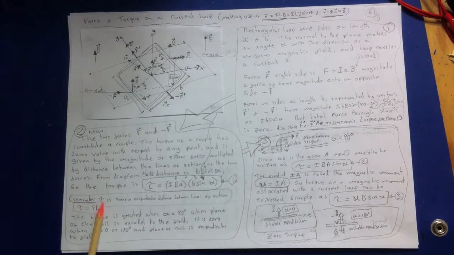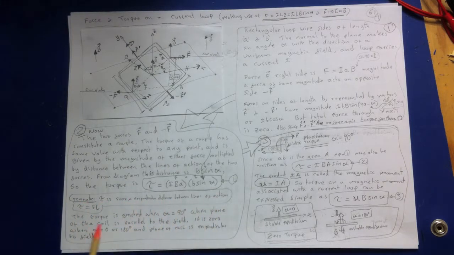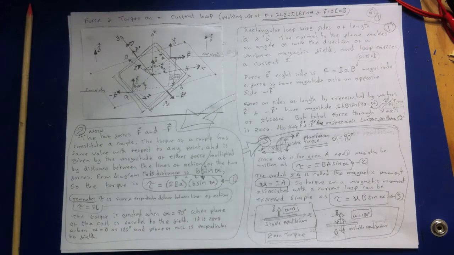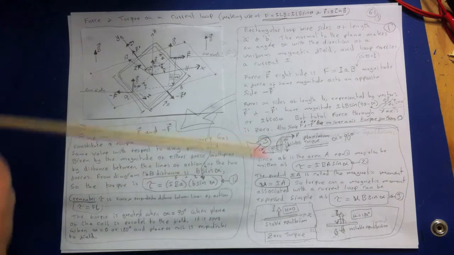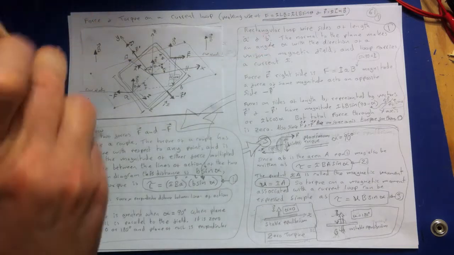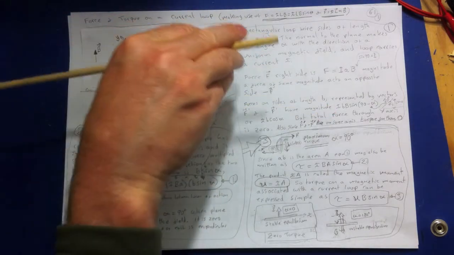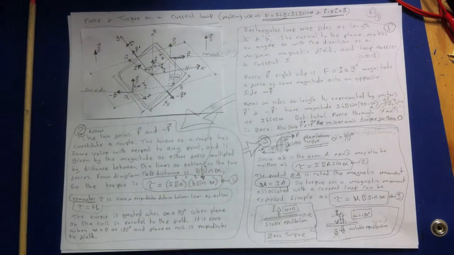Remember, torque is force times perpendicular distance between lines of action. The torque is greatest when alpha equals 90, when the plane of the coil is parallel to the field. It is 0 when alpha equals 0 or 180. So when it's like this, or even when it's all the way around like that, then torque is 0.